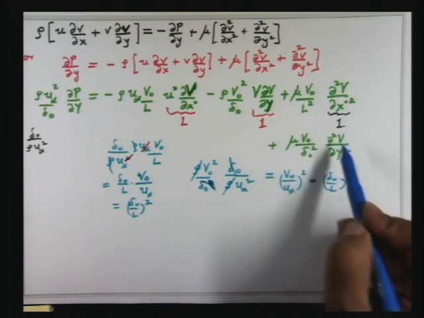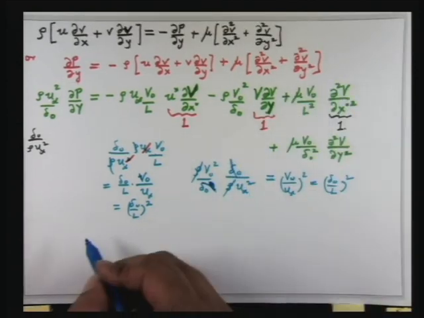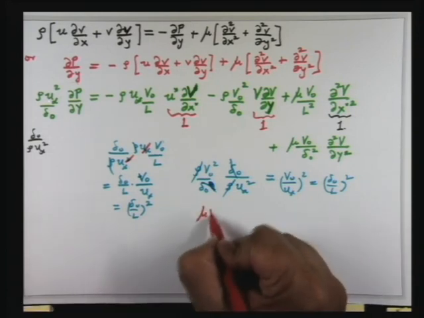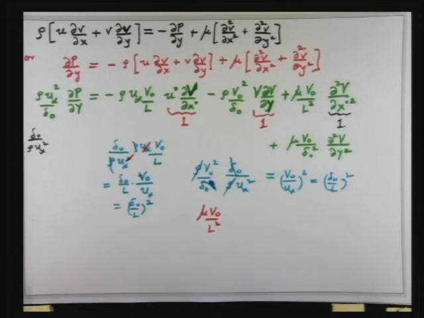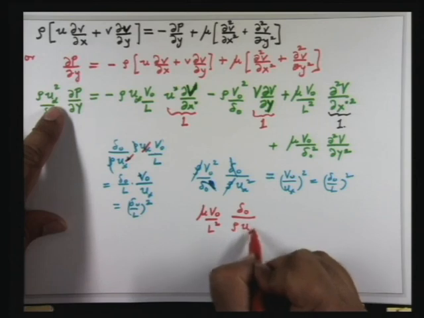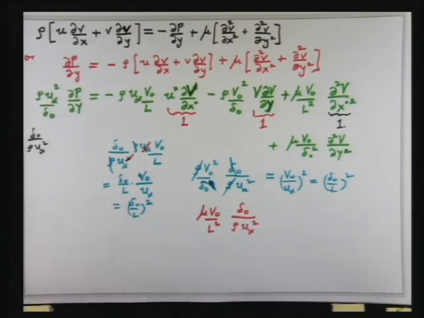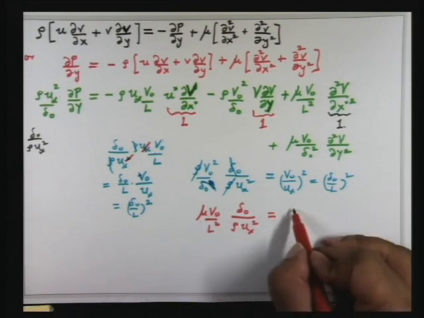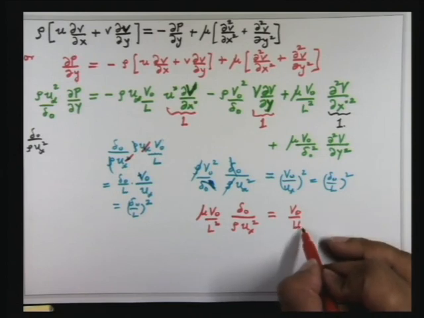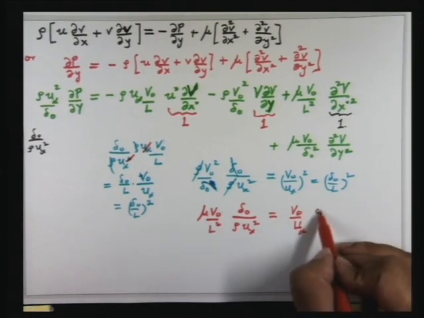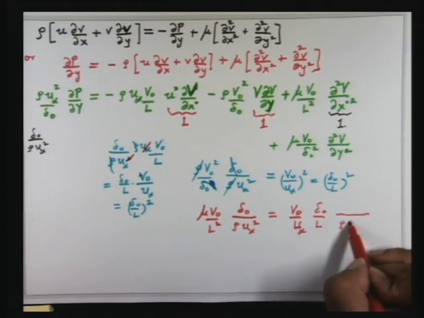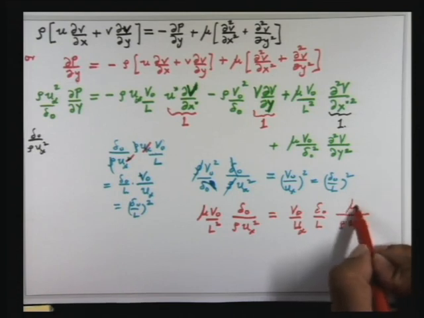Now let us look at this term. You have, let me use a different color, mu V naught by L squared. You will multiply it by the reciprocal of this term, which is delta naught by rho u infinity squared. So I can rearrange this way. Let me write it as V naught by u infinity, that is non-dimensional, delta naught by L, and then you are going to be left with mu by rho u infinity L.